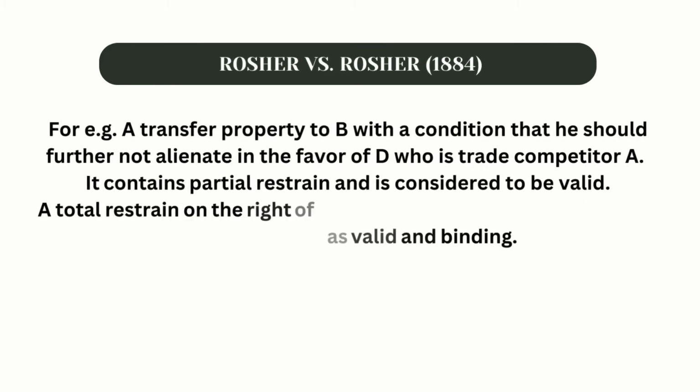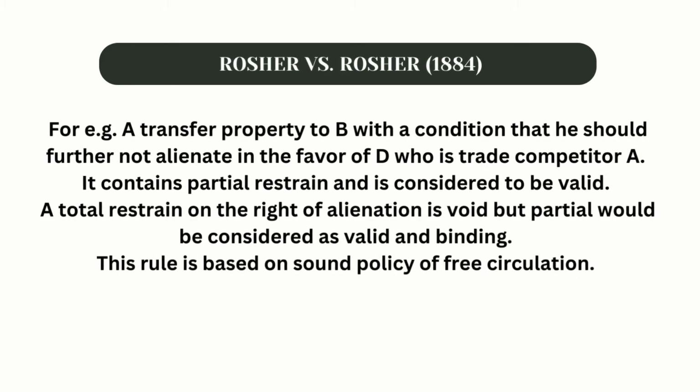For example, A transfers property to B with a condition that he should further not alienate it in favor of D, who is a trade competitor of A. It contains a partial restraint and is considered to be valid. A total restraint on the right of alienation is void, but a partial one would be considered valid and binding. This rule is based on the sound policy of free circulation.